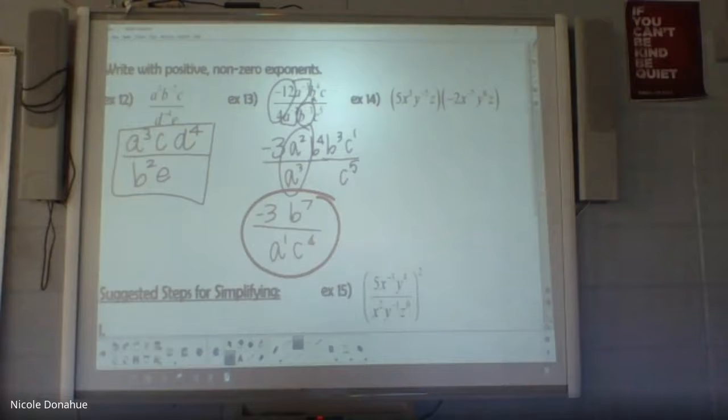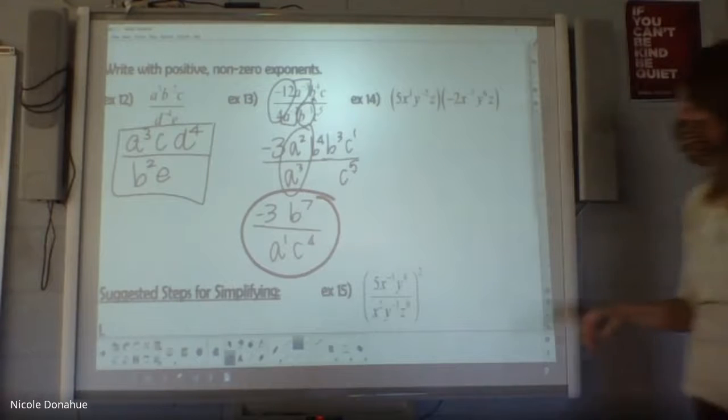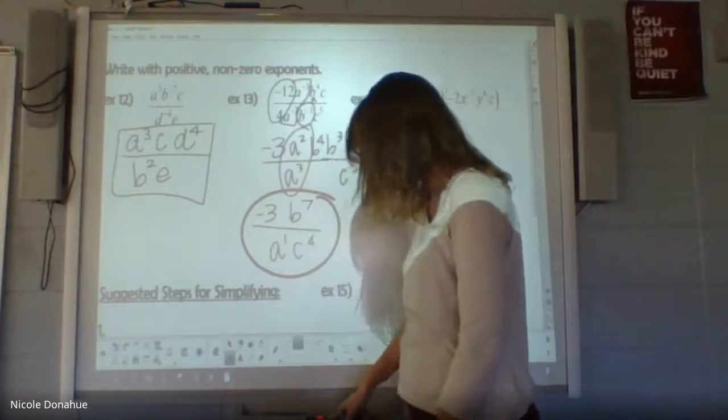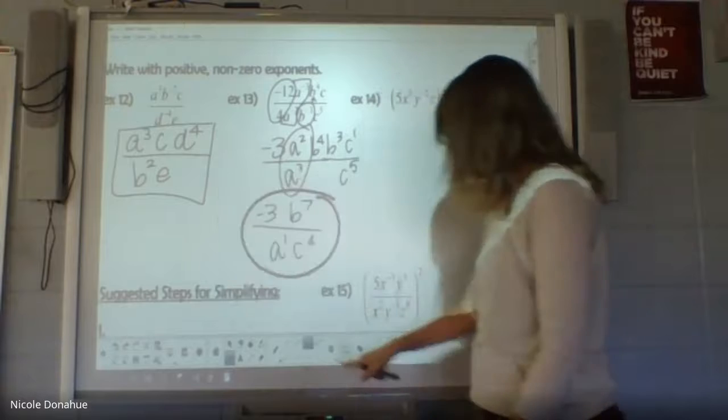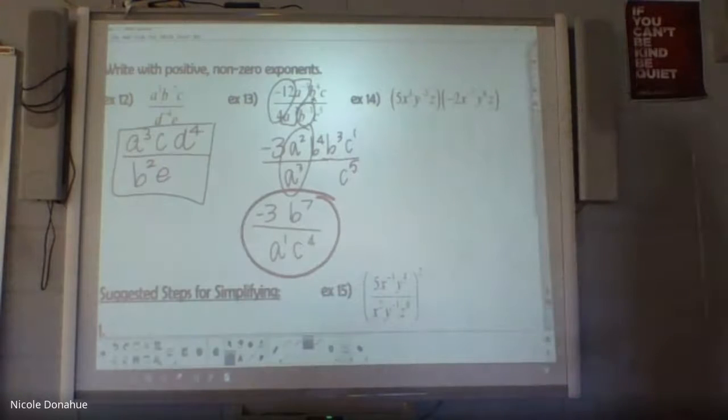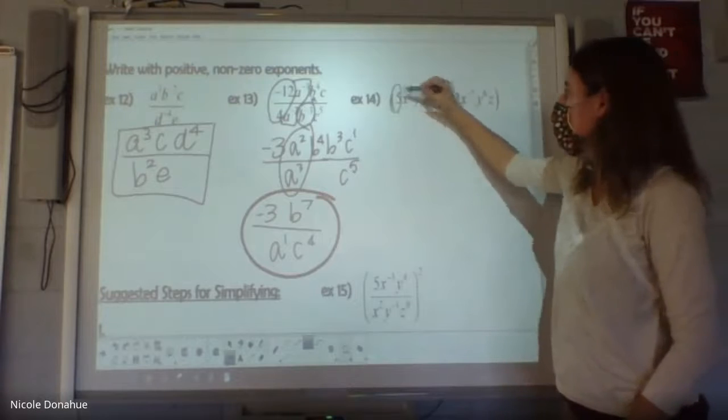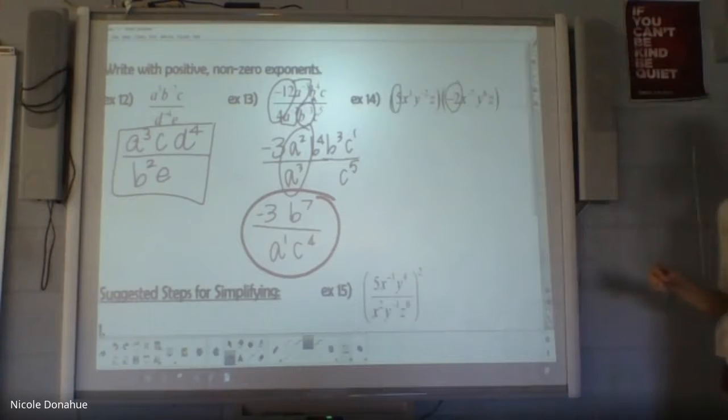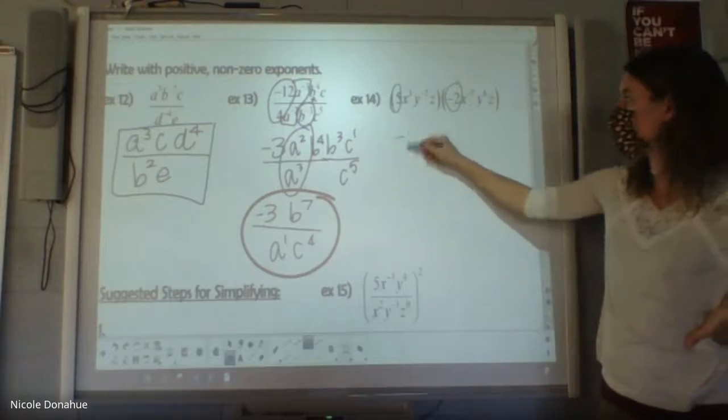Okay? All right, 14. Bunch of multiplication to do here. There's negatives and positives. Now, I don't think adding negatives and positives are as bad. I think subtracting is tough. So I'm going to multiply the 5 times negative 2. What do we get? Negative 10.